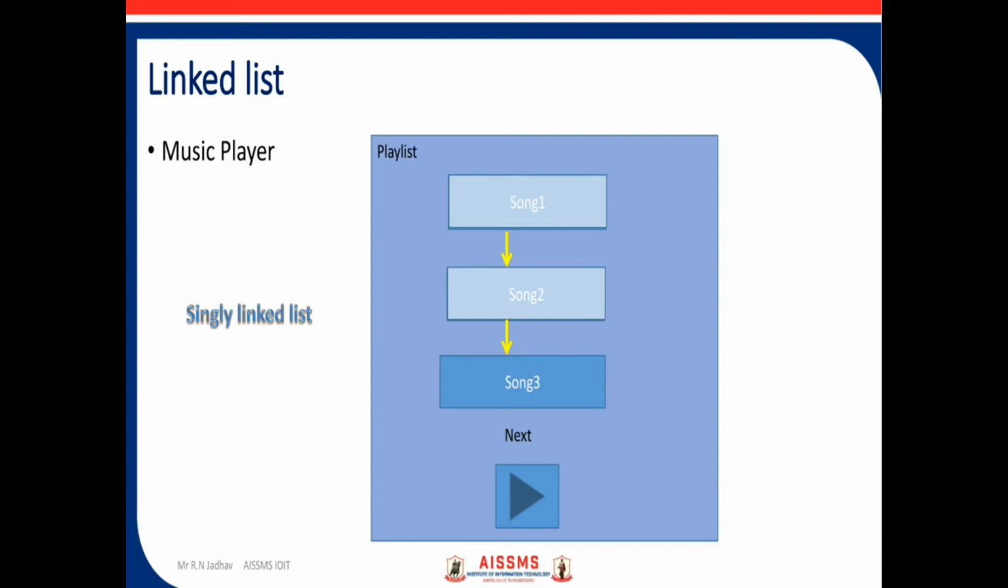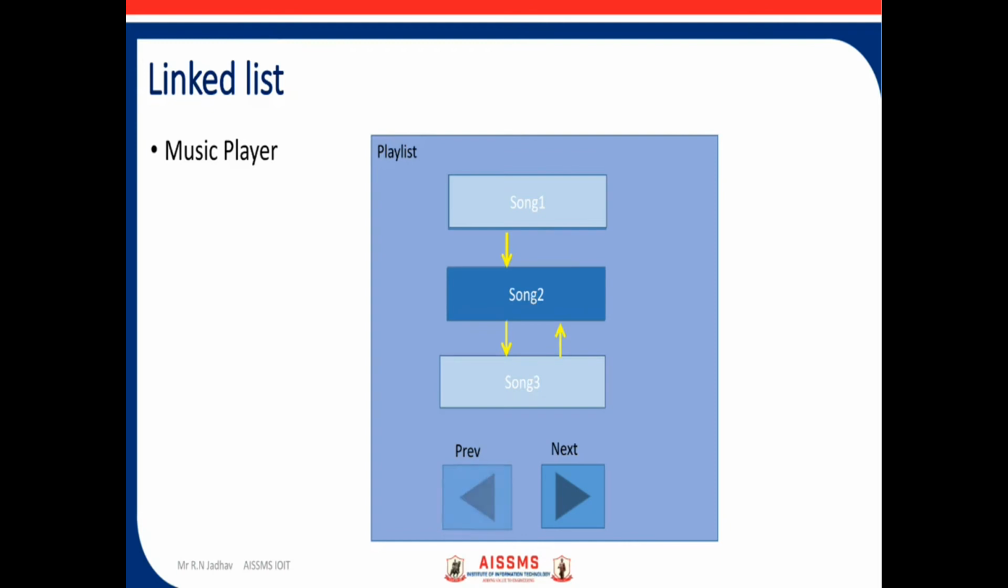Now, along with next button, we also have the previous button in our music player. So if we want, we can again traverse back to the previously played song. Now here, if we click on previous, we can go to the song number 2. Now from song number 2, I have two options. If I click on next, I can go to song 3, or if I again click on previous, I can go to the song number 1. So this concept is similar to doubly linked list, where we can navigate in both the directions.